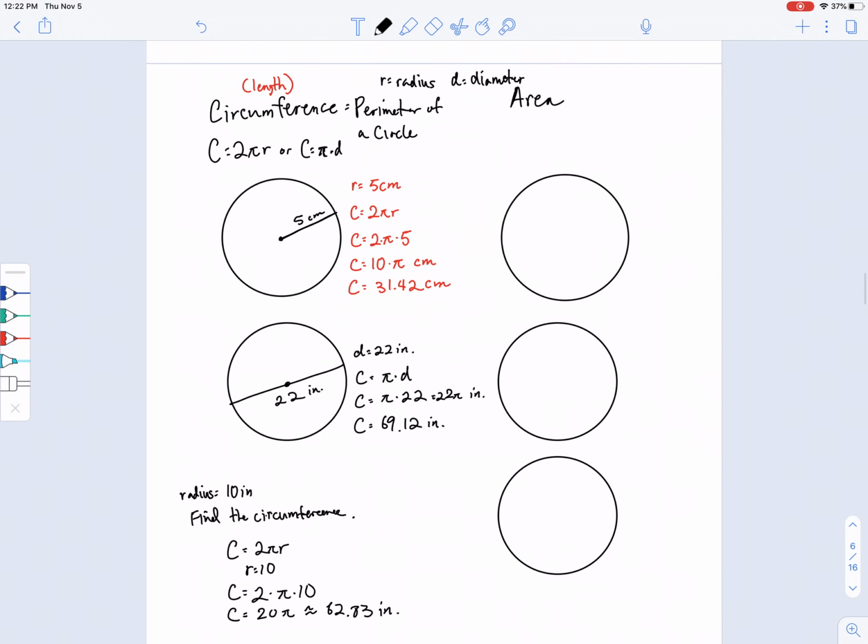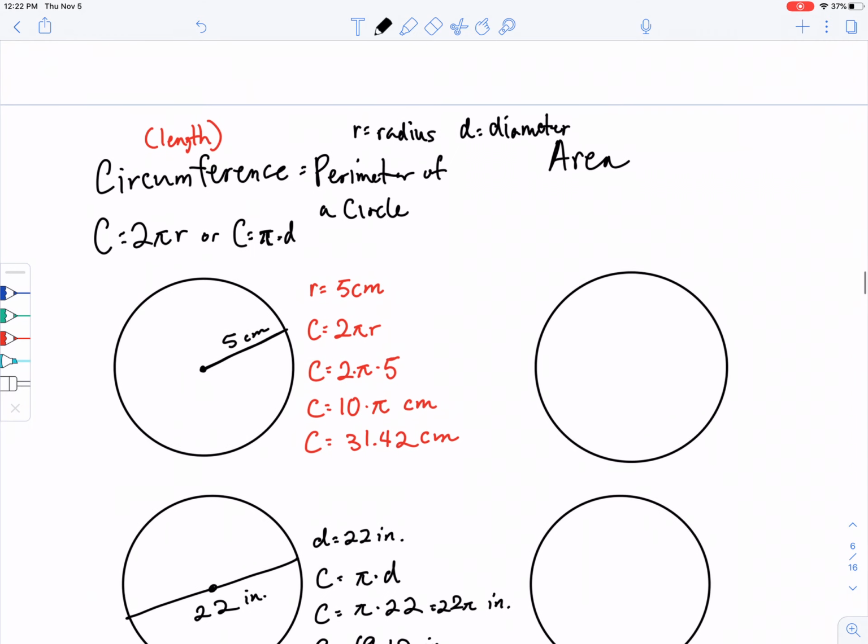Our second topic in this video is going to be the area of a circle. So in the area of a circle, it's a slightly different formula. It looks very similar. A lot of students get mixed up with it, so make sure we see the differences. In the area of a circle, it is A equals pi r squared.